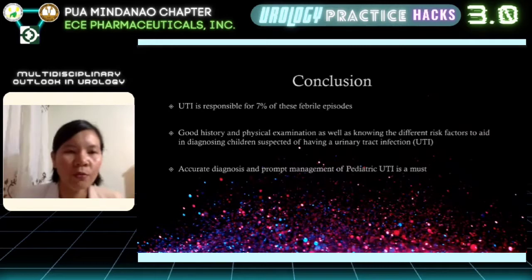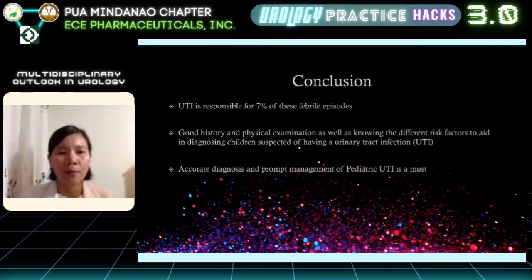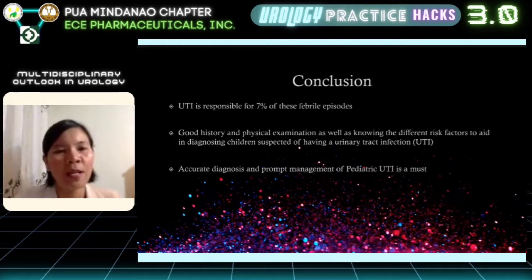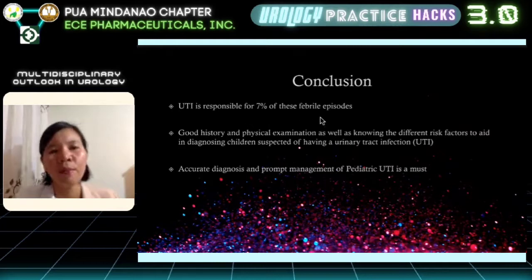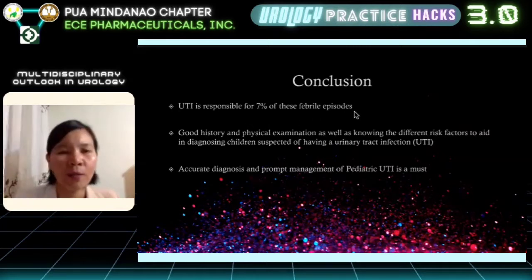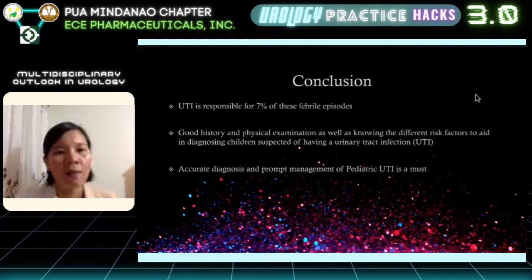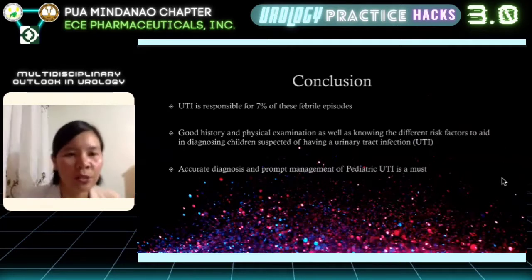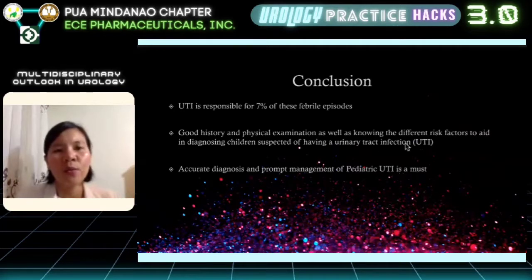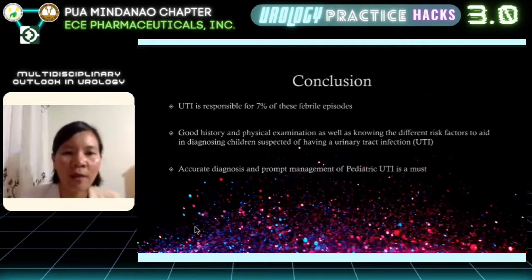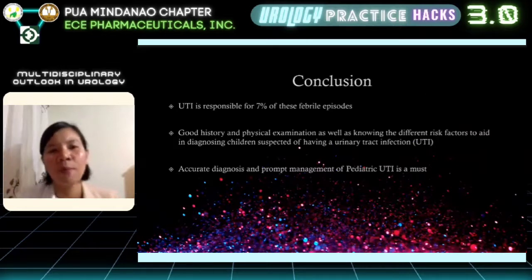In conclusion, we know that UTI in the pediatric population is very common. In fact, it is responsible for 7% of febrile episodes in 20% of children being worked up for fever. We have to get a good history and physical examination, as well as know the different risk factors, to aid in diagnosing children suspected of having urinary tract infection, and accurate diagnosis and prompt management of pediatric UTI is a must.